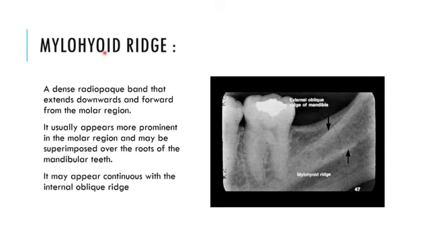Next is the mylohyoid ridge. This is the mylohyoid ridge, and this is the external oblique ridge of the mandible. It is a dense radiopaque band that extends downwards and forward from the molar region. It usually appears more prominent in the molar region and may be superimposed over the roots of the mandibular teeth, and it may appear continuous with the internal oblique ridge. It might extend from the internal oblique ridge from the molar to the anterior region.